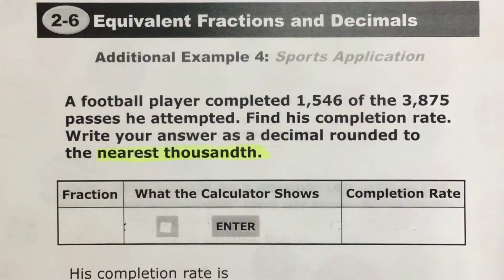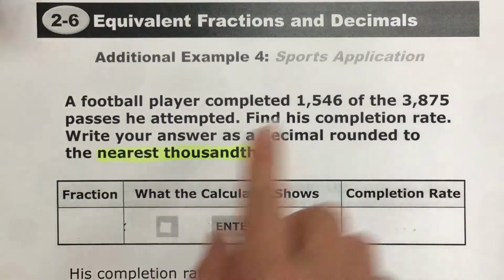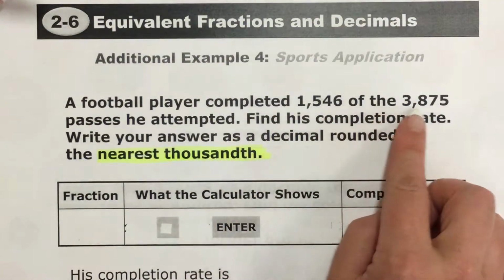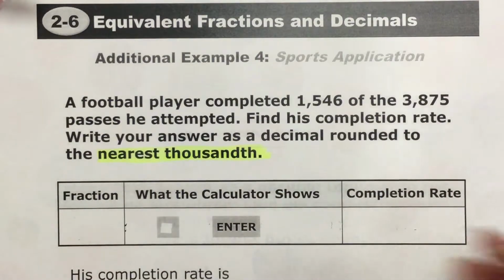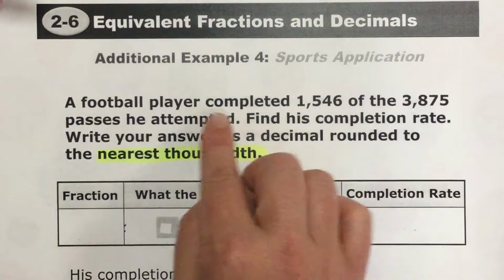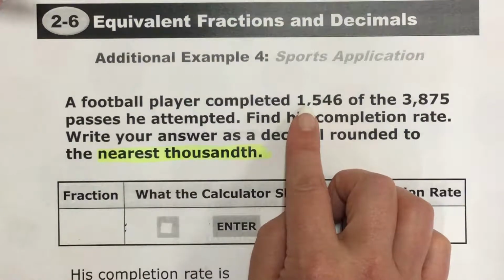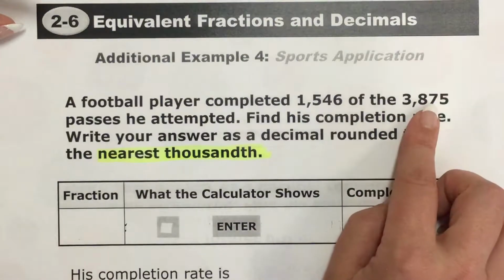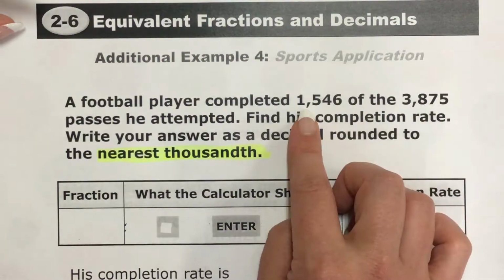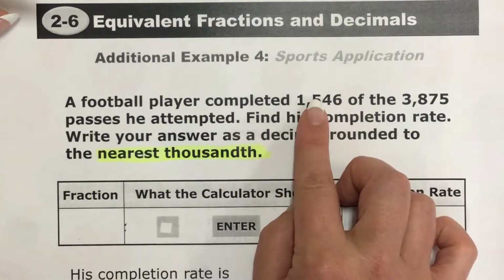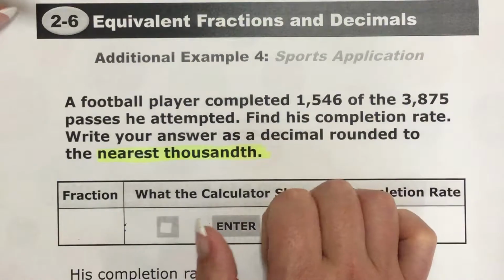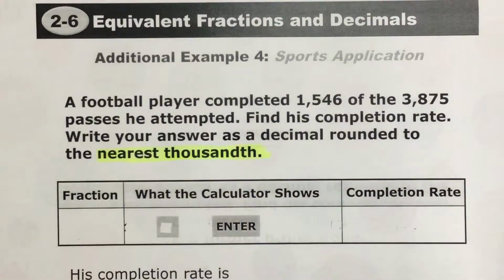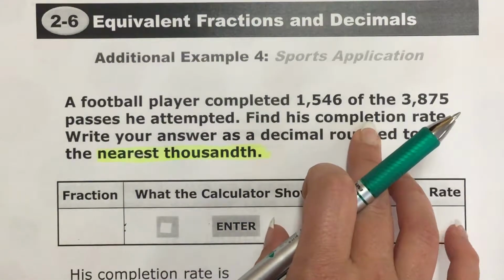Okay, so just a little bit about football. When it says 3,875 passes he attempted, that's the total number of passes that he threw. And the ones that were completed means that's somebody that caught that particular pass. So he made that many passes, which is a lot. And only that many, 1,546, were actually caught, or would they like to use the word completed? So we're going to find his completion rate.